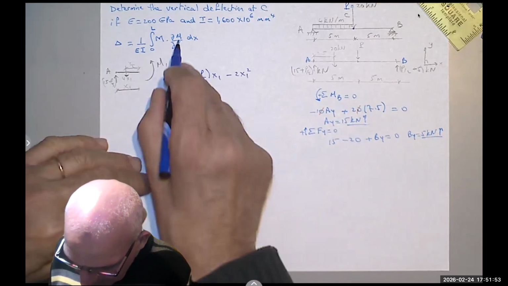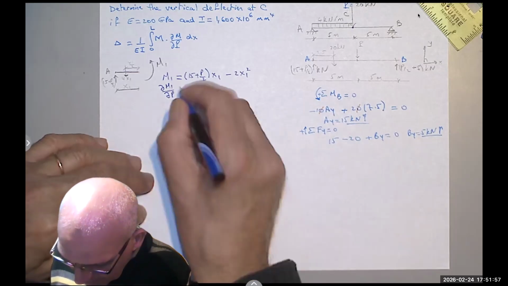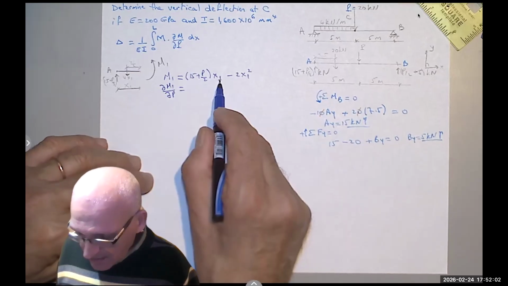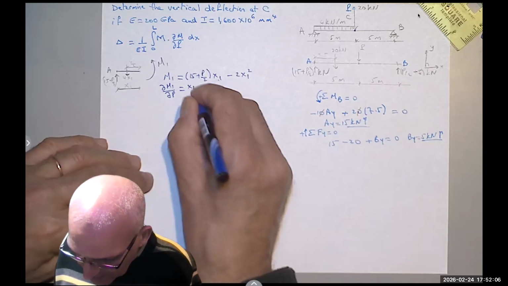But then remember, I need the partial m1 by partial p. I have p over 2 times x1. That's the only term that has p. So when I take the derivative with respect to p, I get x1 over 2.